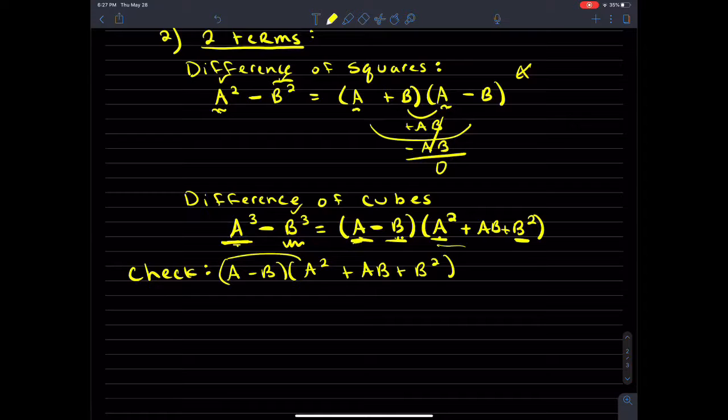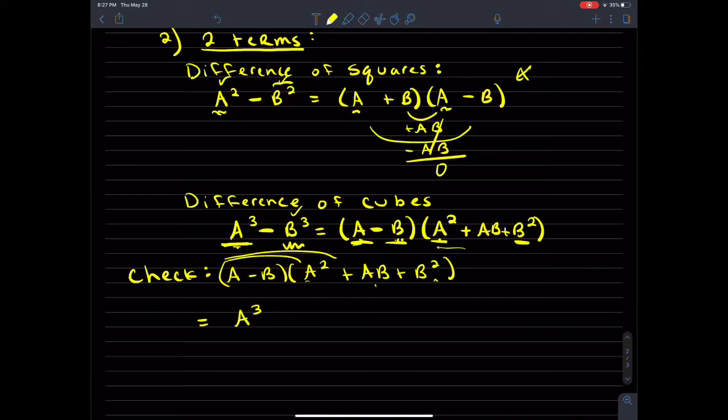So a times a squared is a to the third. This is not FOIL, it's just distributing a to all 3 of these terms, and then b to all 3 of those terms, and then you'll have 6 terms to add together, not 4. So a times a squared is a to the third. A times plus ab, it's plus a squared b.